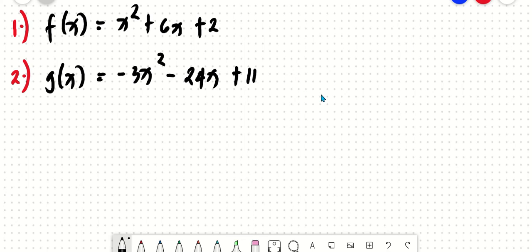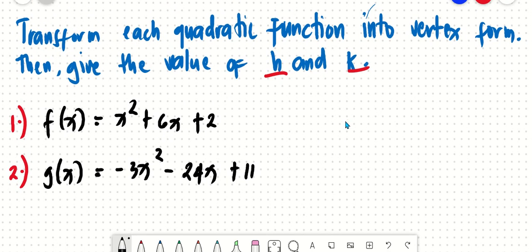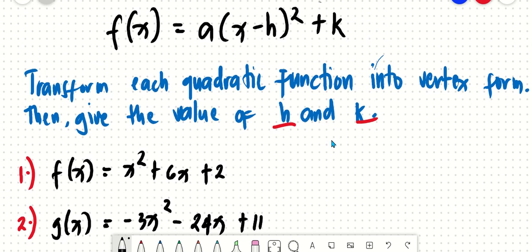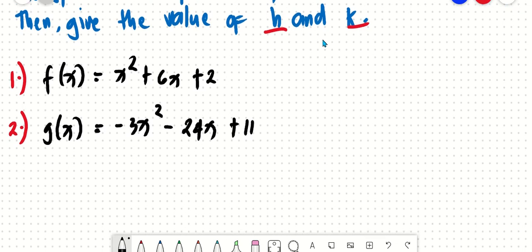Okay, first, again, example: transform each quadratic function into vertex form, then give the value of h and k. First example, f of x equals x squared plus 6x plus 2, and then number 2, g of x equals negative 3x squared minus 24x plus 11. This time, dito natin i-apply completing the square, diba kanina, from standard form to vertex form. So, dito natin i-apply, yung derivation na rin. So, let's start with example number 1.